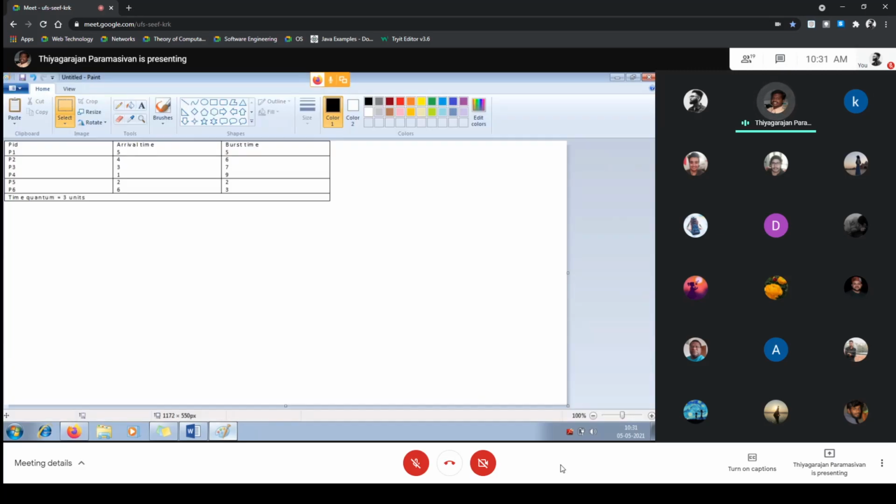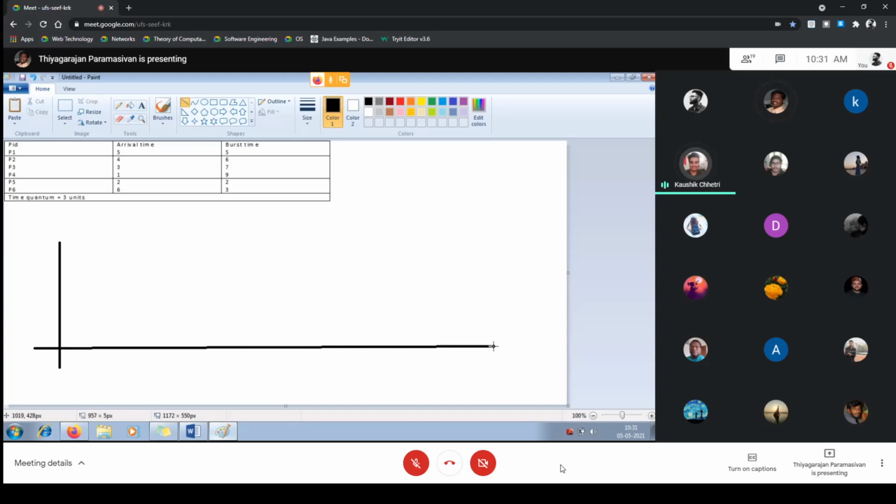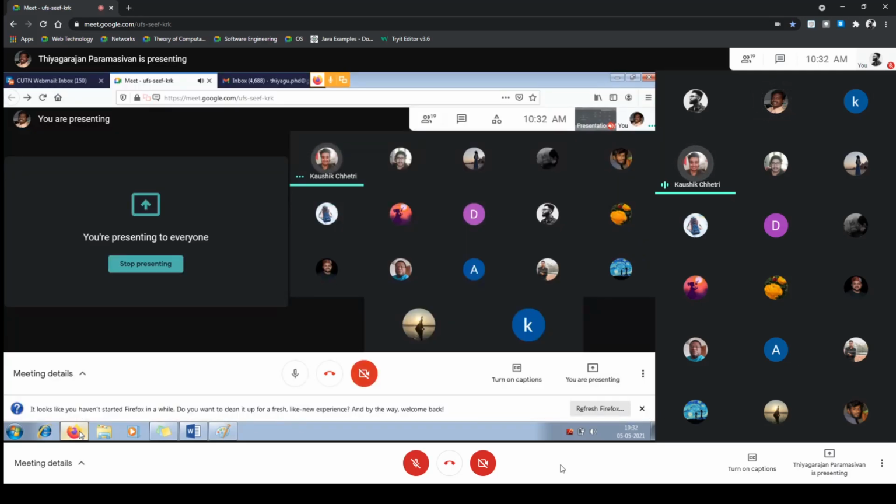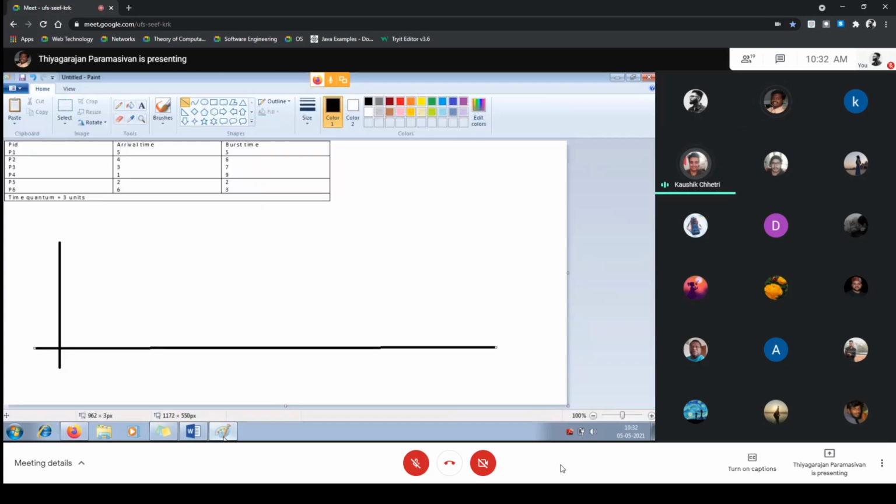Have you written all the 4 points? Yes, sir. Can anyone repeat the 4 points? Within the job execution time, check for other process arrival. Second point is add the newly arrived process in the queue. Third point is reduce the burst time by the time quantum. And the fourth point is if the current job under execution is not finished, add the job at the end of the queue. Perfect.